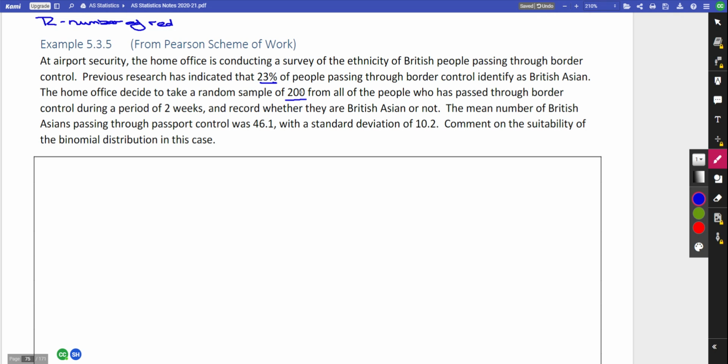We've got a sample of 200 passing through control during a period of 2 weeks. So that's where we're taking that from, which allows us to use this probability of 23%, because 23% of people passing through the border identify as British Asian. So we can pull that off there.